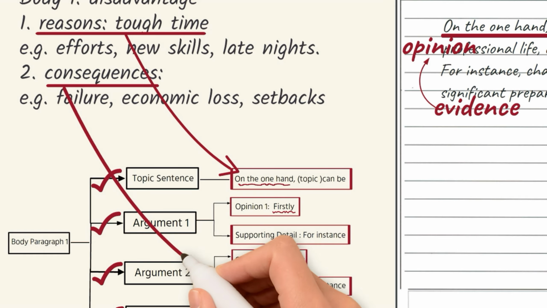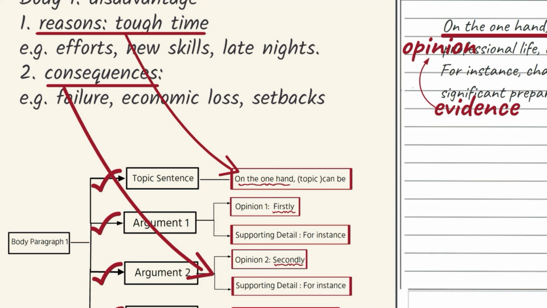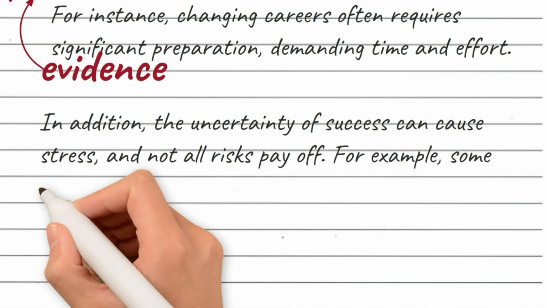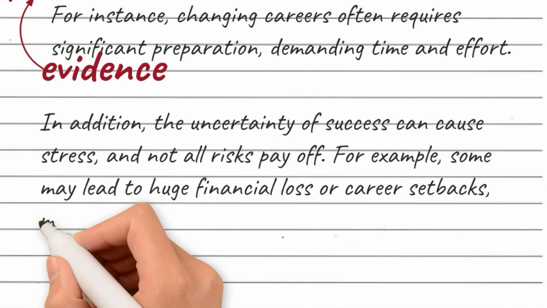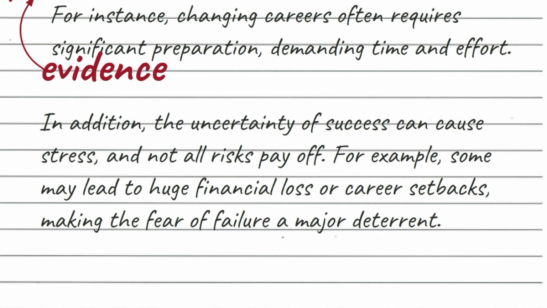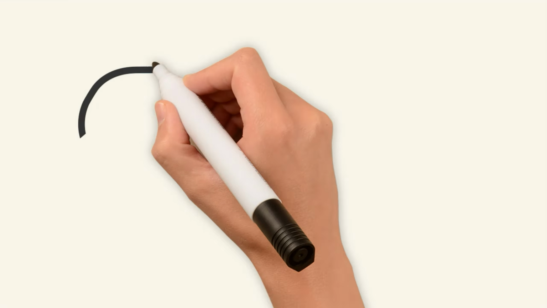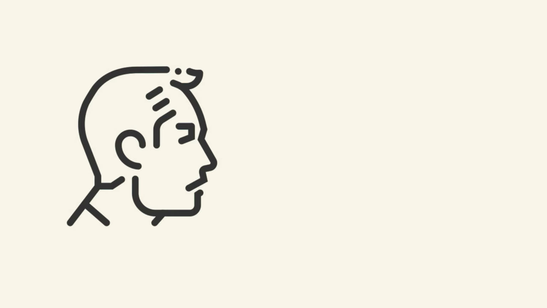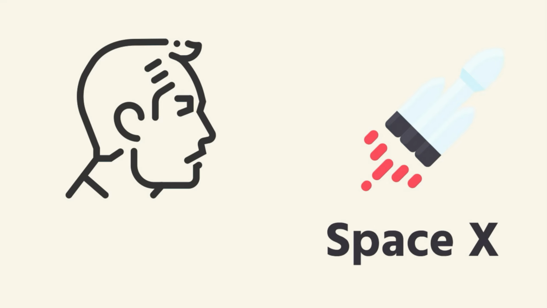Now, the second argument. In addition, the uncertainty of success can cause stress, and not all risks pay off. For example, some may lead to huge financial loss or career setbacks, making the fear of failure a major deterrent. Again, if you want more specific details, use Elon Musk again. You can say the first several failures of SpaceX projects cost Musk huge financial loss.